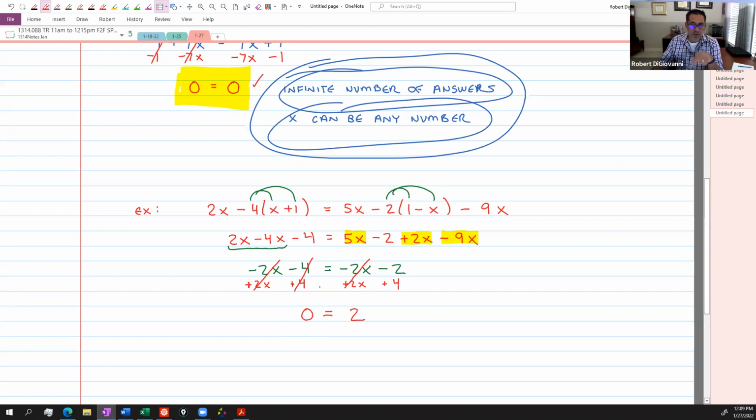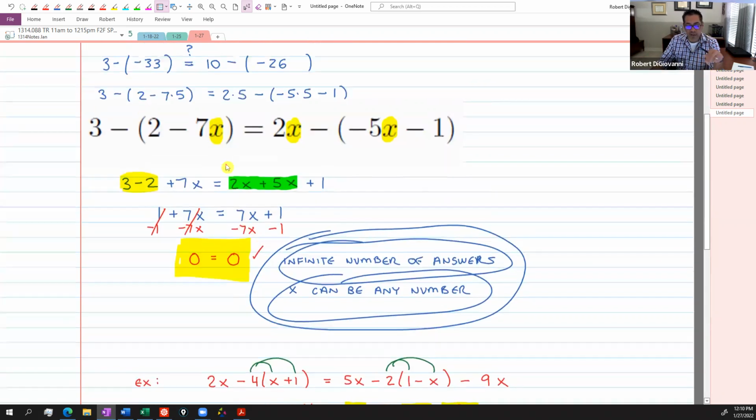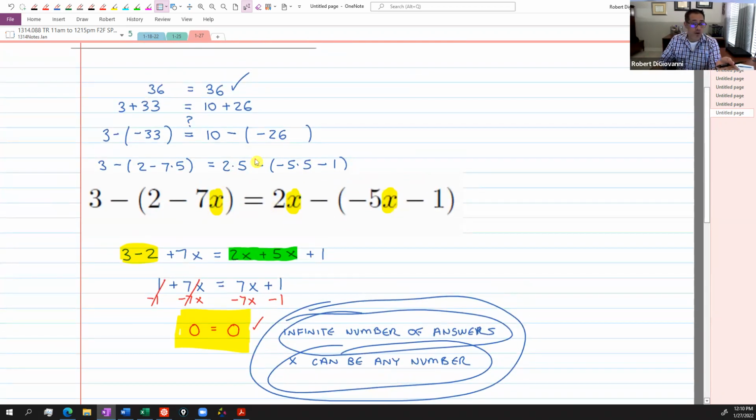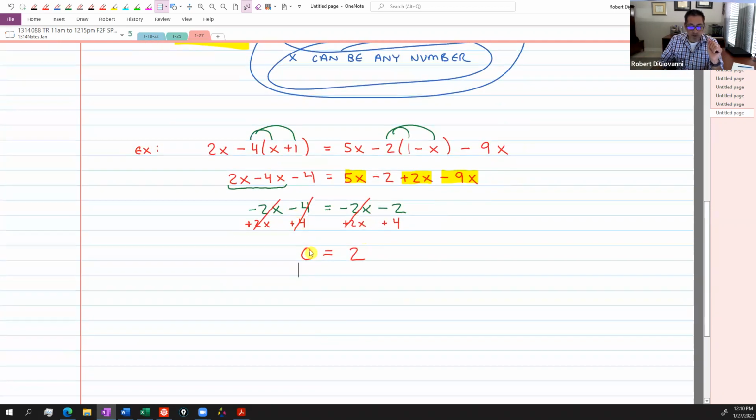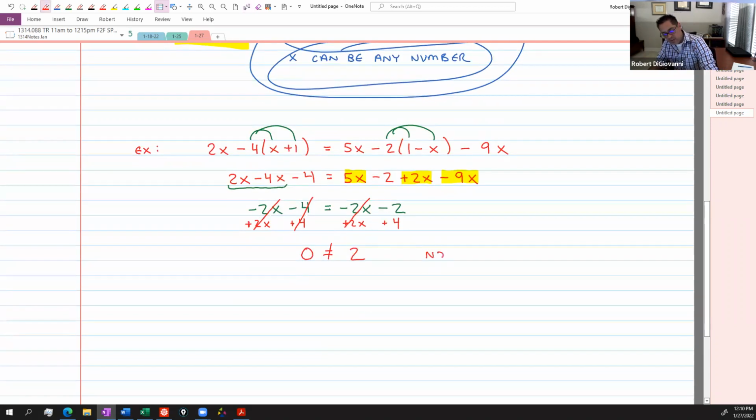So a minute ago, when we were doing this problem and Corwin did it, we got 0 equals 0, right? And I asked Corwin, is 0 equal to 0? Corwin said, yeah, it's true. And I said, okay, this is a very unique situation where we have an infinite number of answers and any x we ever plug in is going to work. What happens when you get something like this at the end where it doesn't make sense? 0 is not 2. That is another special situation, and it tells you that there is no solution.